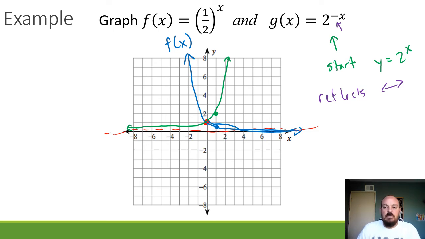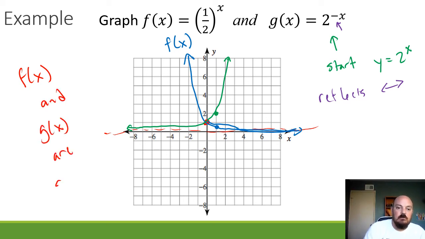Now, the key is, these are the exact same graphs. If you reflect the green one, it turns into the blue one. So that's the point I wanted you guys to realize here. F of x and g of x are the same graph. And the reason is, really, if you look at the 2 equations, (1/2) to the x and 2 to the -x, 2 to the -1 equals 1/2. So (1/2) to the x and 2 to the negative 1 to the x are the exact same thing.